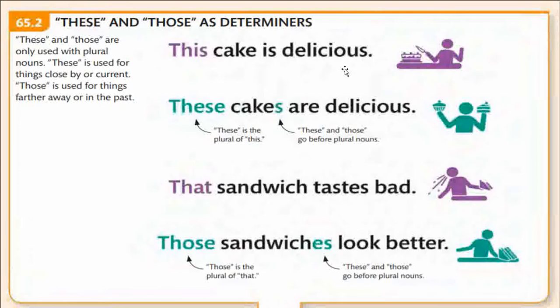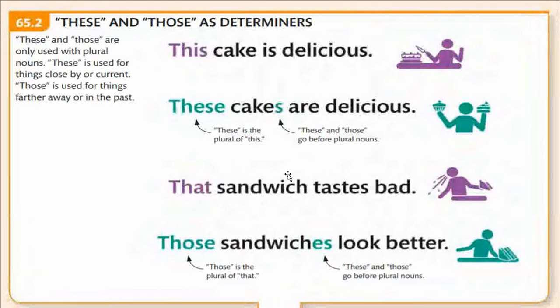This cake is delicious. We have seen this previously. These cakes, additional S. These cakes are delicious. You can see the construction. These is the plural of this. So this and these, this is singular and these is plural. These and those go before plural nouns. So this word these goes before plural nouns.